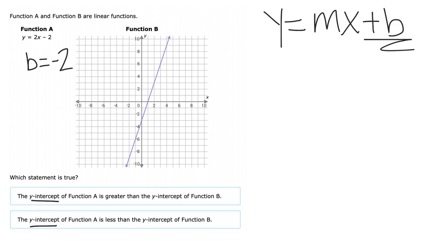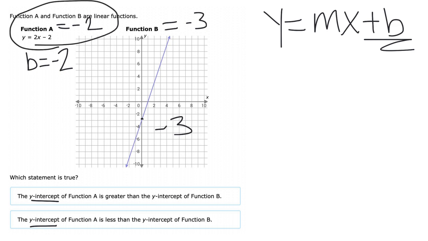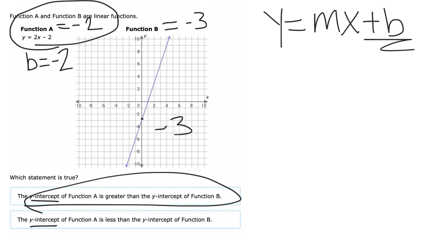For function B, I look at where it crosses my y-axis. Where does the line cross my y-axis? It crosses right there. That point is between -2 and -4, which would be -3. So for function A, my y-intercept is -2. For function B, my y-intercept is -3. Remember that negatives are backwards. So is -2 or -3 bigger? -2 is going to be bigger than -3. So the y-intercept of function A is going to be greater than the y-intercept of function B.